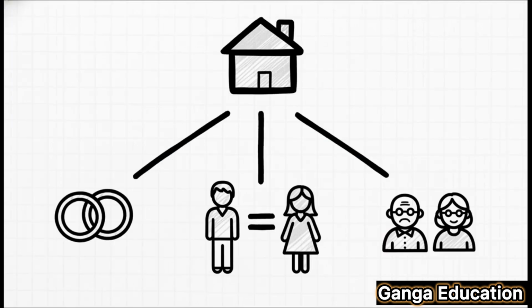So who gets these equal rights? The bill is super clear. It's the surviving spouse, all the children, and let me say it again, sons and daughters equally, and the parents of the person who passed away. This creates one uniform line of succession for everybody.